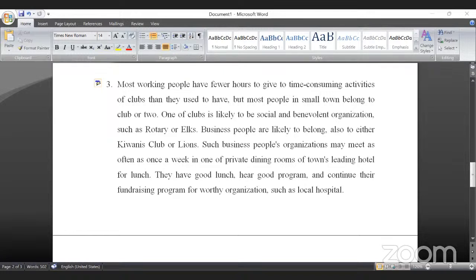The most working people, because of the superlative degree? No. Most working people. Here, "most" is not the superlative, so we don't need to use "the" there.